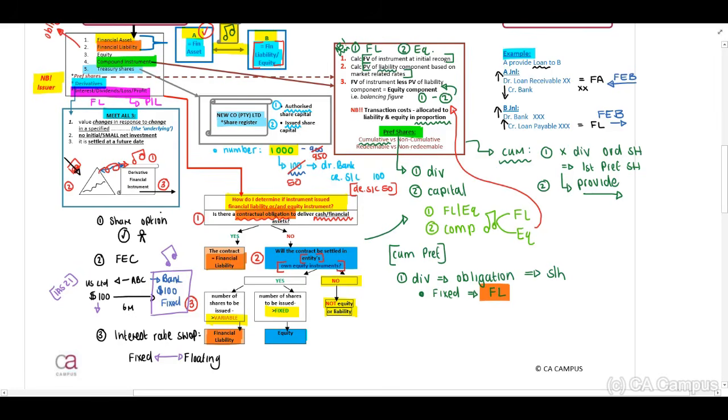Just a quick one, guys. Debentures. What is a debenture? A debenture is a form of a long-term loan. Therefore, when you read that they indicate to you that this is a debenture, you need to know that this is a type of a long-term loan.